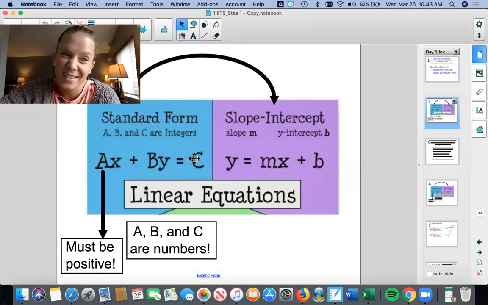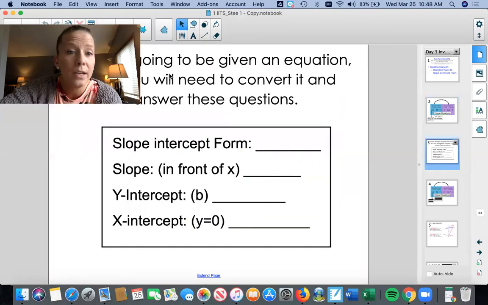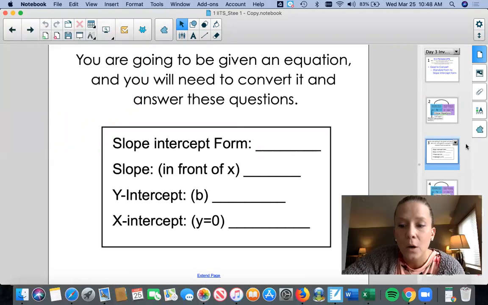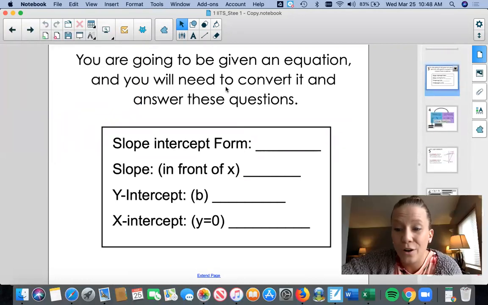Okay. Now, standard form is a little picky. A, think like we always want A plus. A has to be positive. So if it is -2, that's not okay. So your A always has to be positive. Okay, so today I'm going to teach you how to take it from standard form and turn it into slope-intercept form.